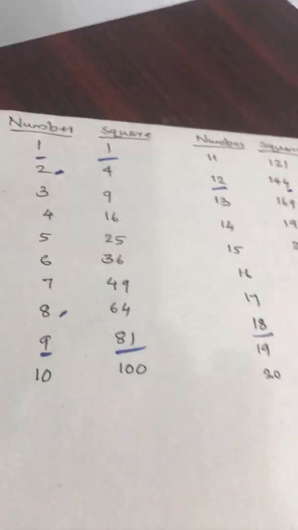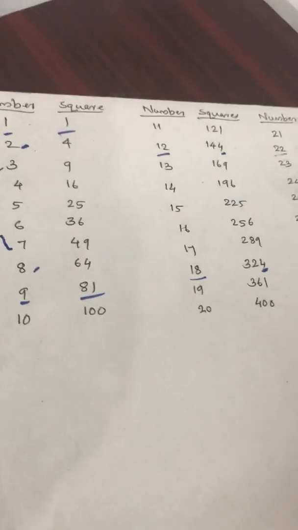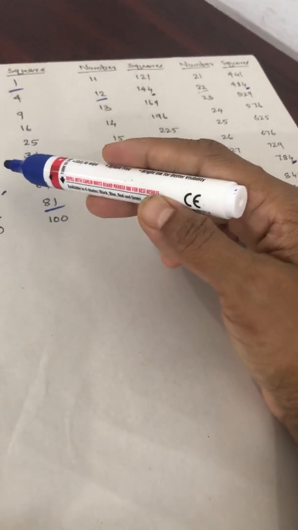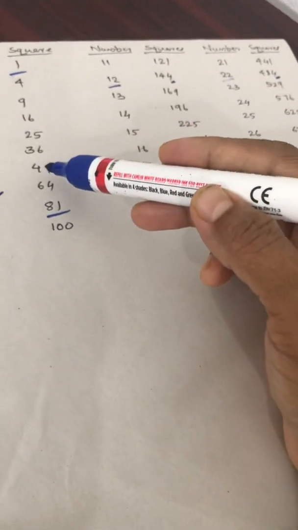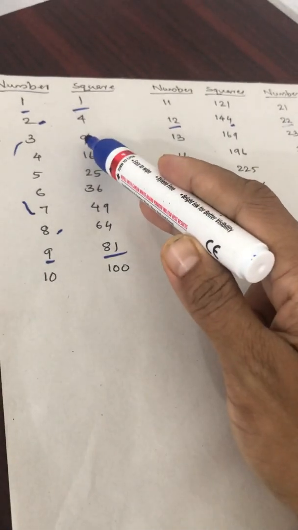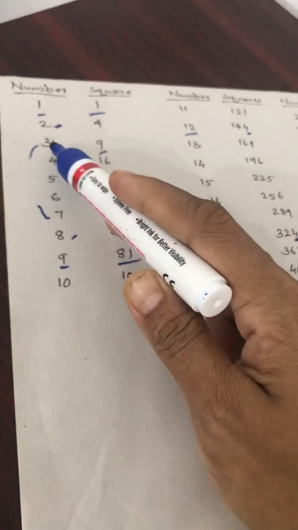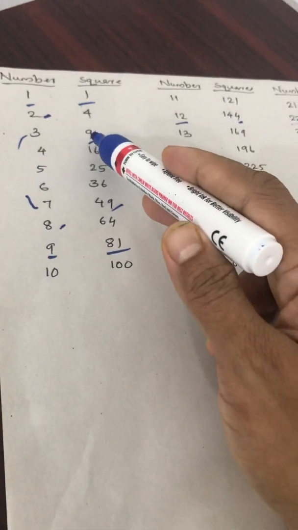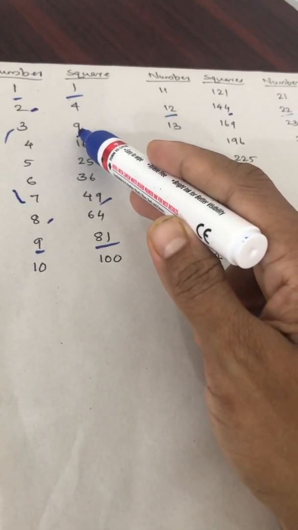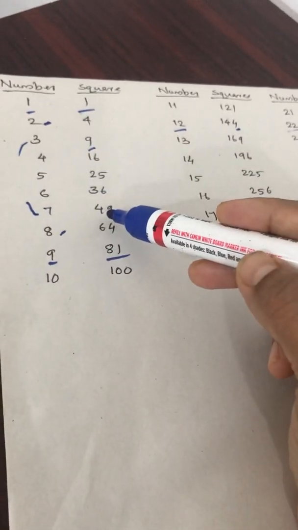Just like next pair of digits is 3 and 7. So if a number ends in 3 or 7, then its square ends in which digit? Yes, 9. So if a number has 3 or 7 in its units place, its square always ends in 9. Look at 3 square 9. 7 square 49. Units place is 9.